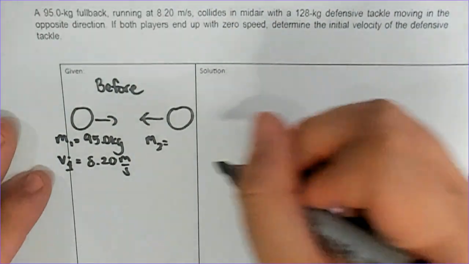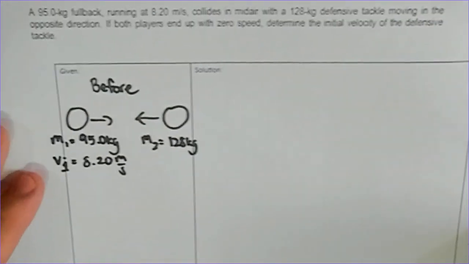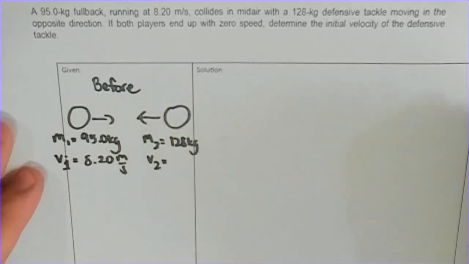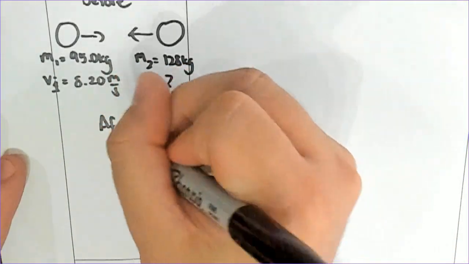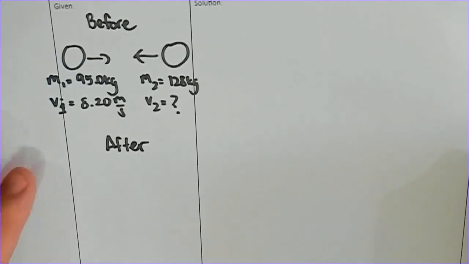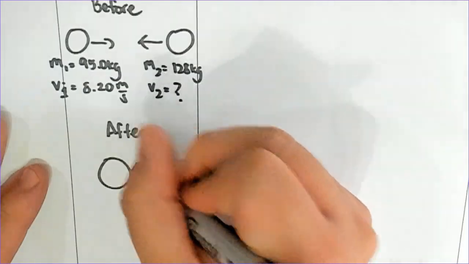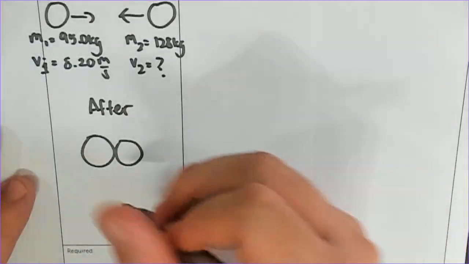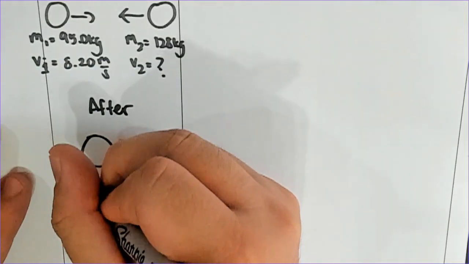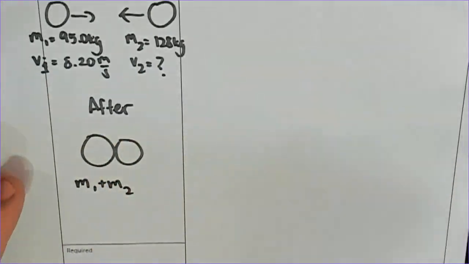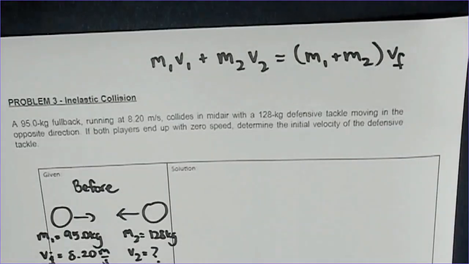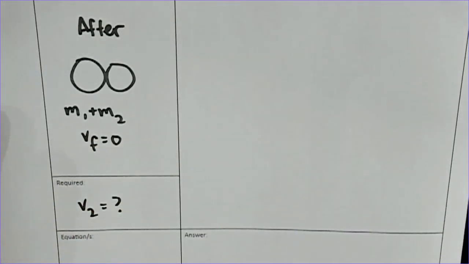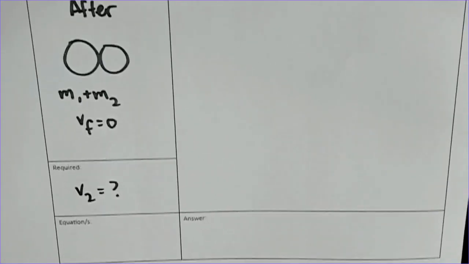Now let's take a look at the other player. The other player has a mass of 128 kilograms, and the velocity of the second player is something that you don't know and you are attempting to solve. After the collision, the two players stick together and drop to the ground at rest. So M1 and M2 will combine, and Vf is zero because they collapse to the ground. So what you're really looking for here is V2, the velocity of the defensive tackle, the heavier player.